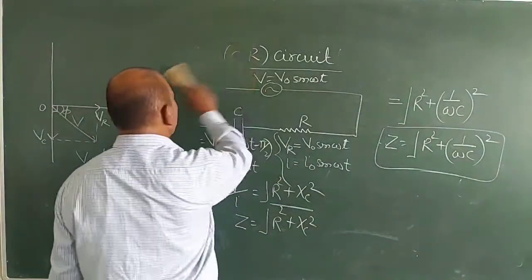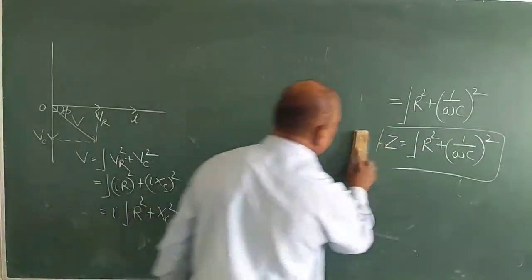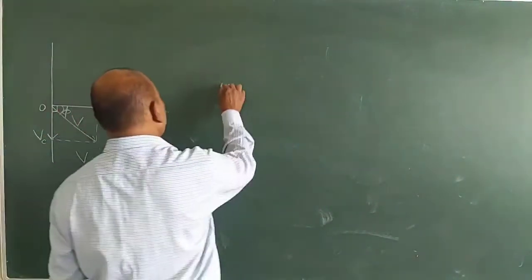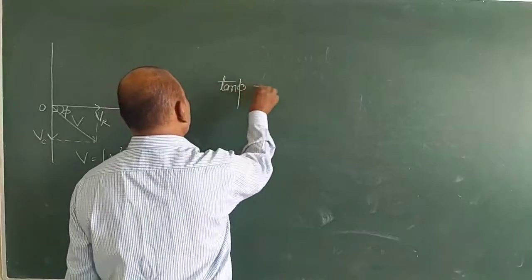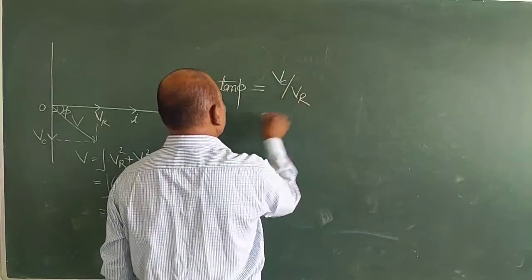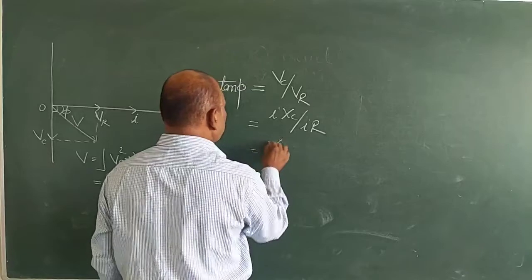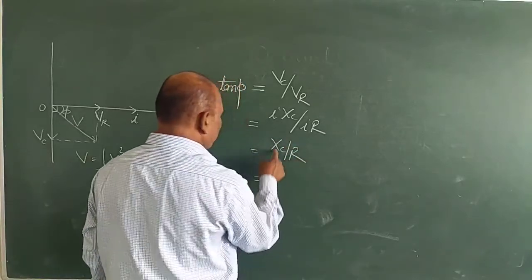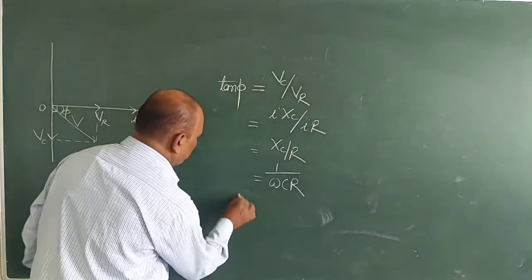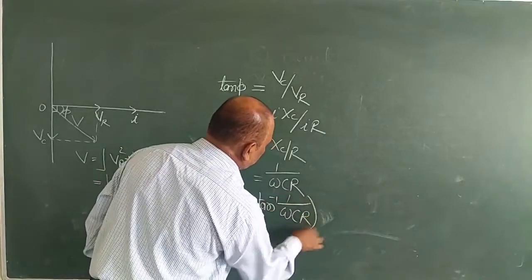Now here, what will be phi? This means the phase difference between voltage and current. We have tan phi is equal to VC divided by VR. So this will be IXC by IR, so XC by R. Putting the value of XC, we have 1 by omega C R. Therefore, phi is equal to tan inverse of 1 by omega C R.